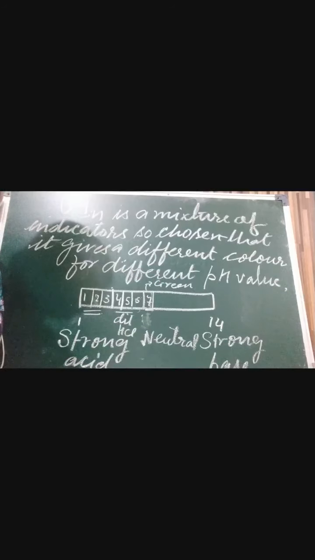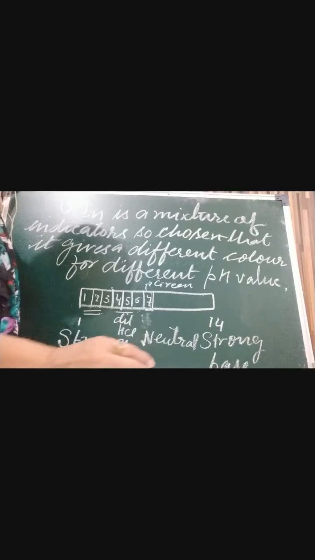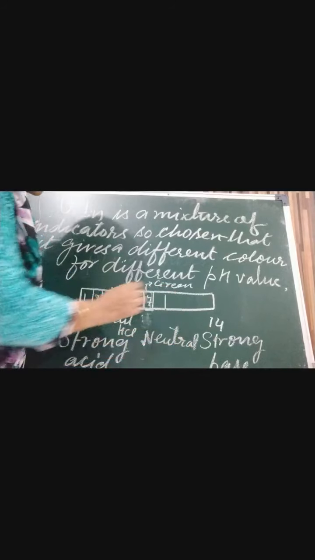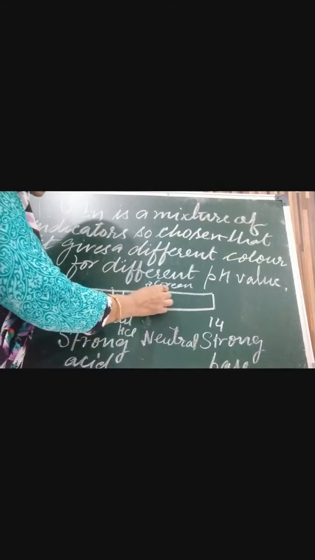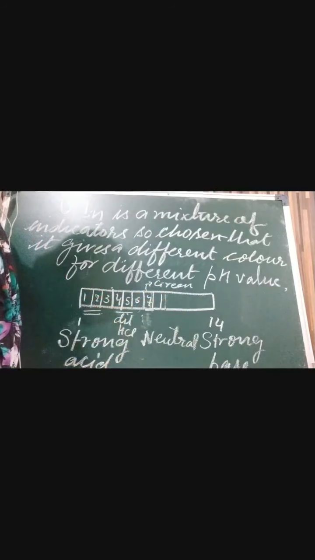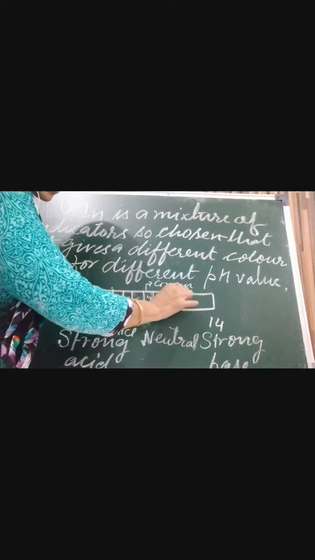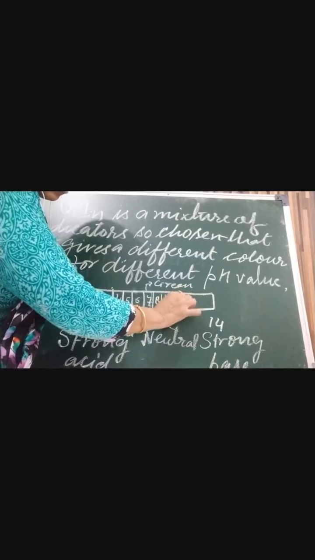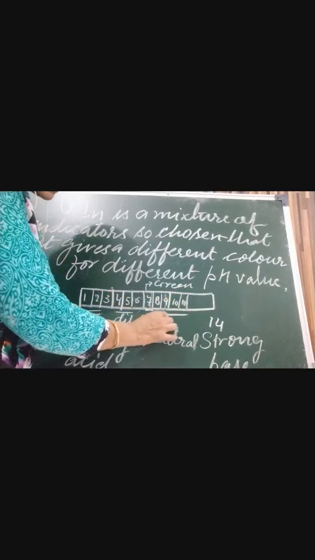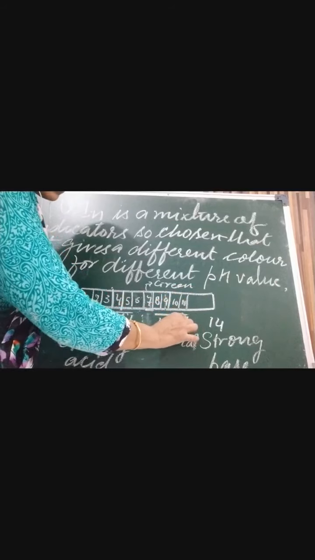Green color for neutral. Now suppose we are having a weak base like ammonium hydroxide, copper oxide, zinc oxide, then for a weak alkali it is going to give a purple blue color, okay, you can see in the strip. Sodium bicarbonate, borax, milk of magnesia, ammonia water, it is going to be from 8 to whatever is the color in 8, 9, 10, 11. Okay, this color is for weak base.